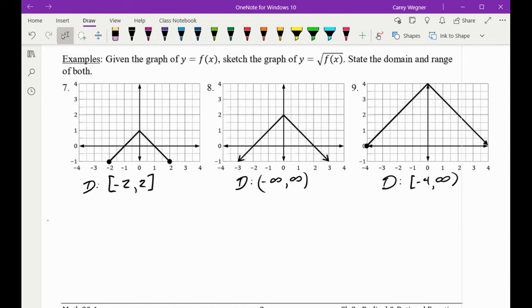And then for question number 9, on the left end we have the dot where x is -4, so we have the closed interval on the left side. On the right side we have the arrow, so it continues on forever to the right, so we're approaching +infinity.